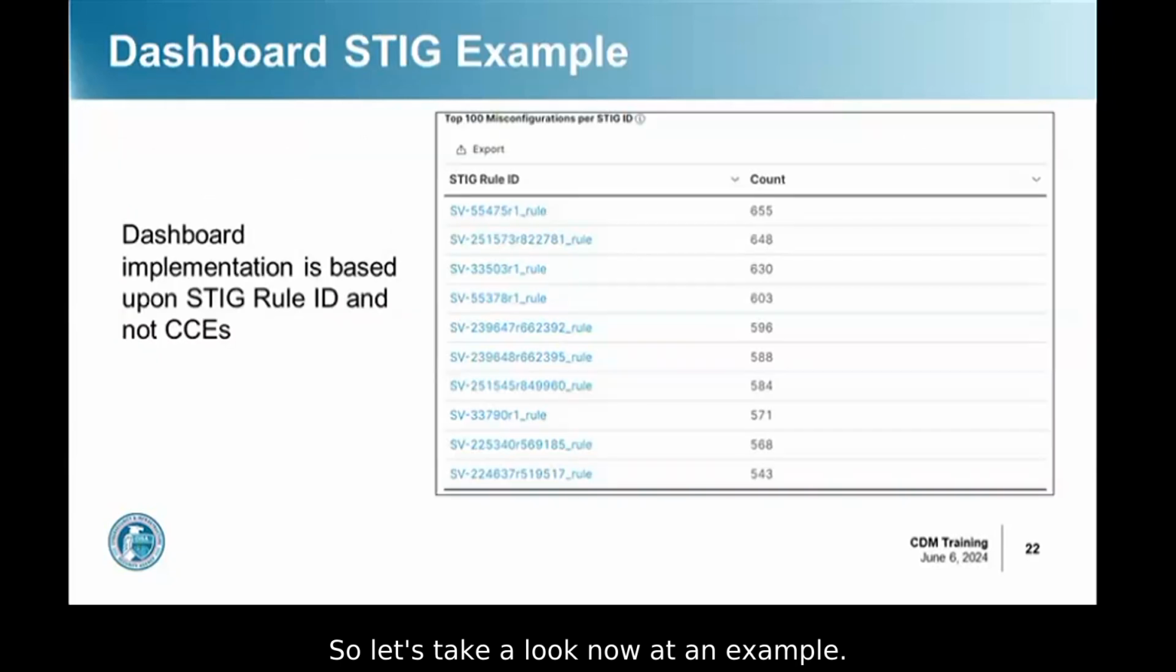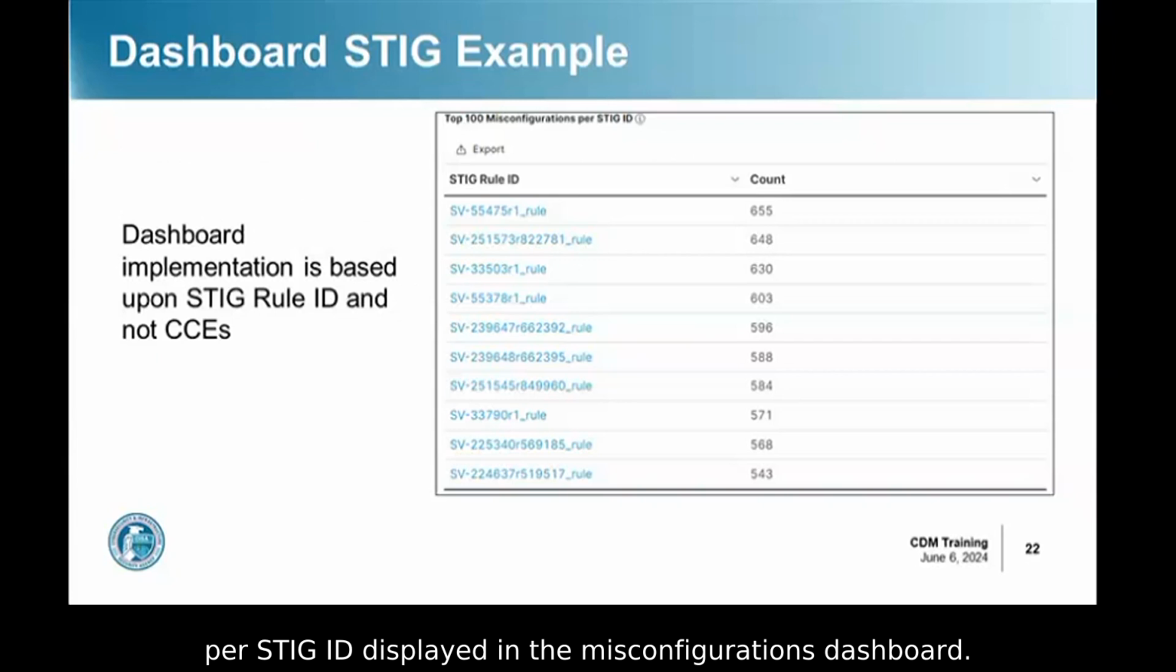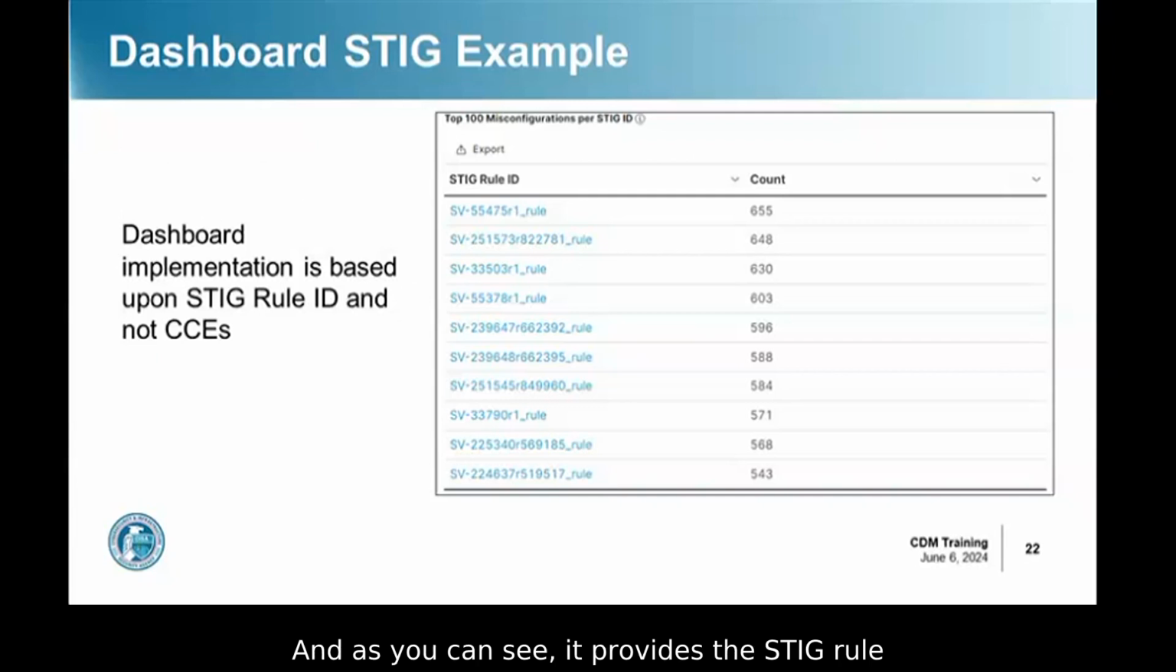So let's take a look now at an example. This is an example of the top 100 misconfigurations per STIG ID displayed in the misconfigurations dashboard. As you can see, it provides the STIG rule ID, which is a clickable link, and you'll see all of this when you get into your labs, as well as the count for that STIG misconfiguration. The link will take you to additional information regarding that specific STIG ID. Again, we'll see that in the labs.